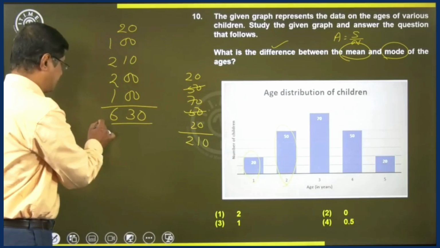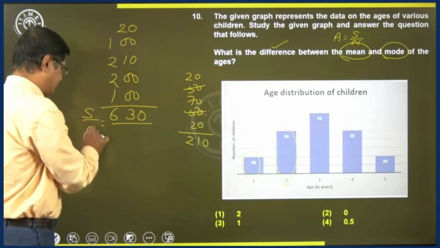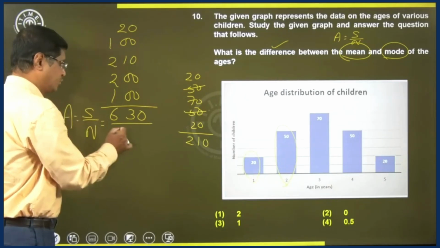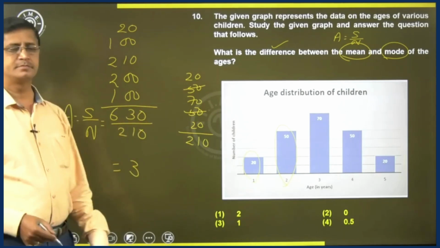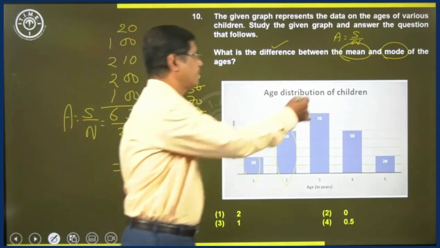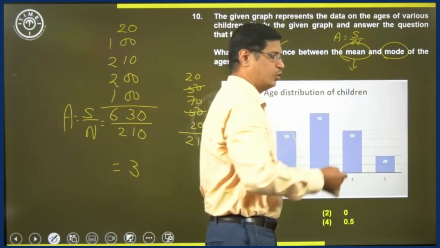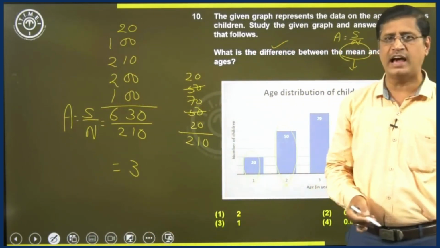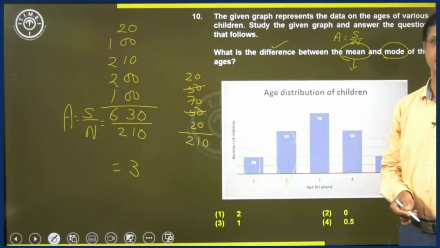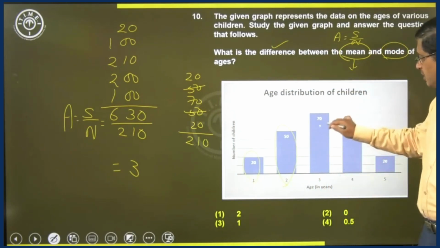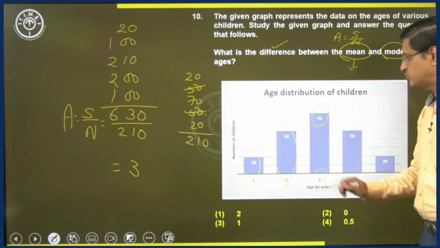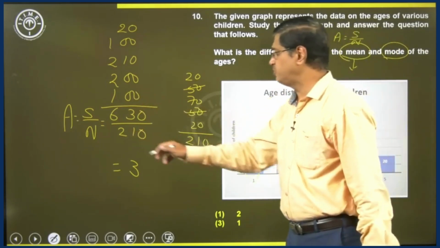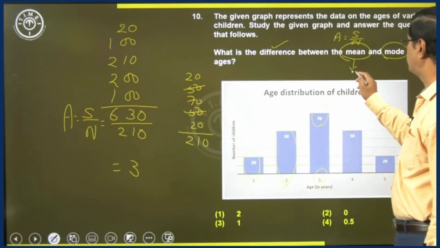So sum of the numbers, divide with the number of numbers, it will give the mean. So what is the mean? Mean is equal to 3. What about the mode? The value of the higher frequency is the mode. So higher frequency means here 70 is the higher frequency. So what is the age here? 3. So average means that is the mean. Mean is equal to 3.